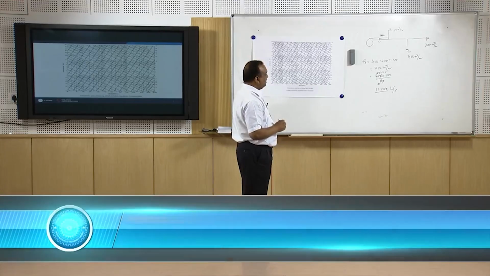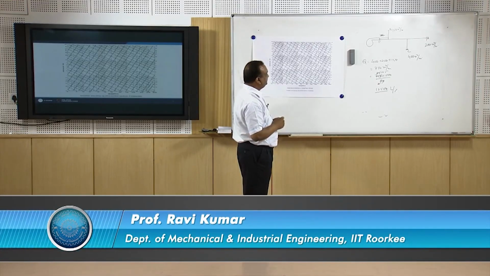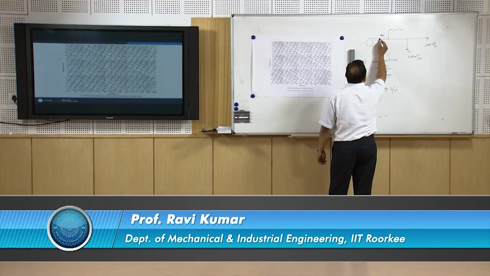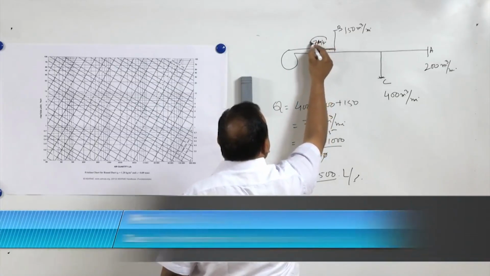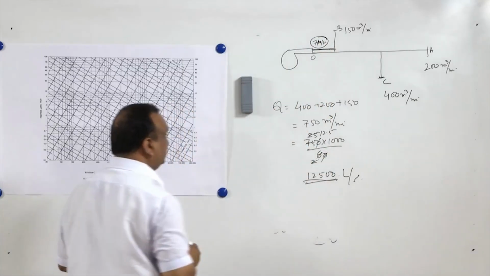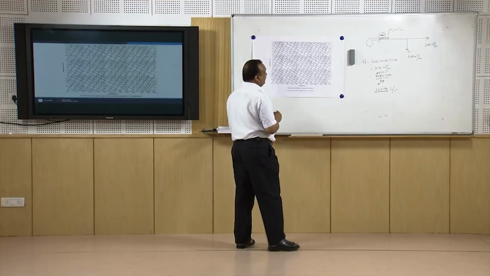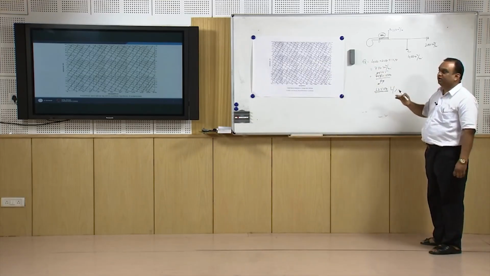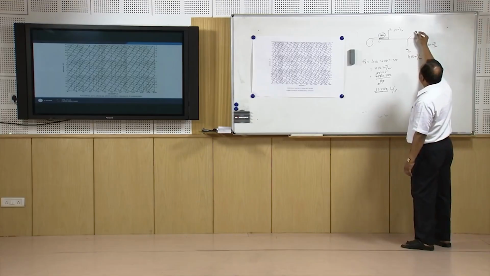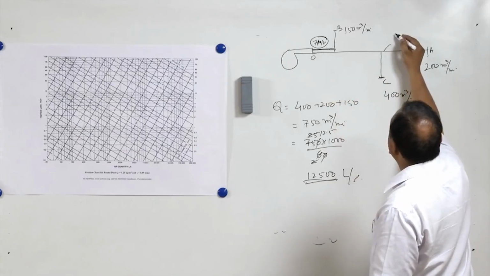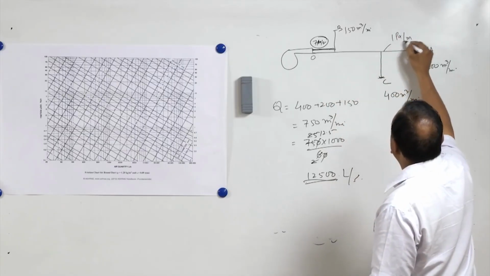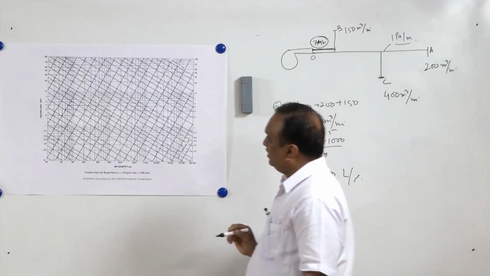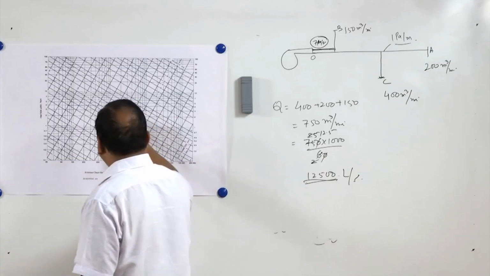Right. Now for this discharge, we have this 7 meter per second velocity, 12,500 discharge. Duct friction: suppose we have adopted this constant friction in the main duct and in the branches, that is 1 Pascal per meter. And this 7 meter per second is the minimum velocity.